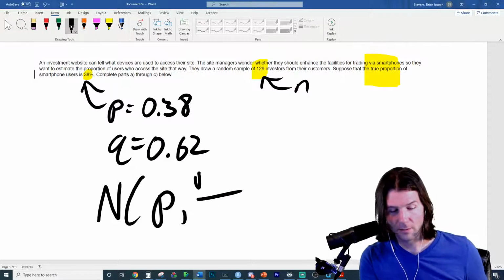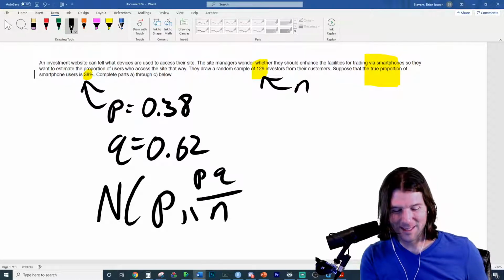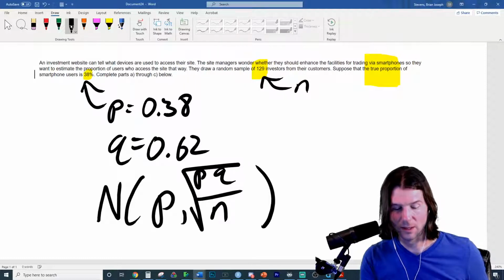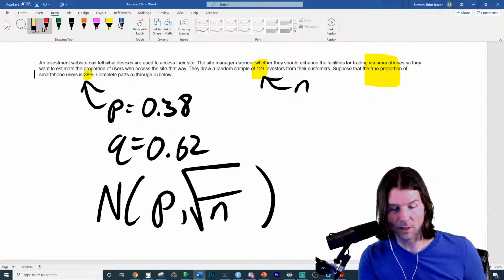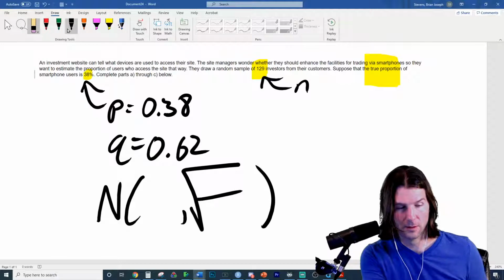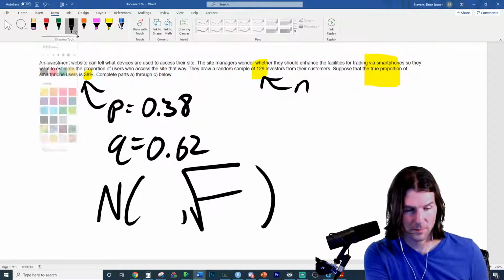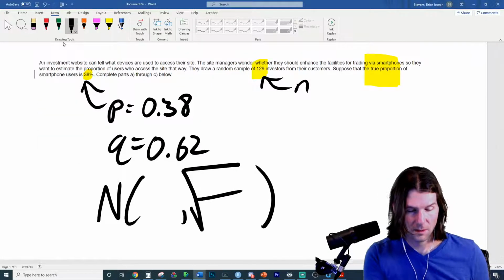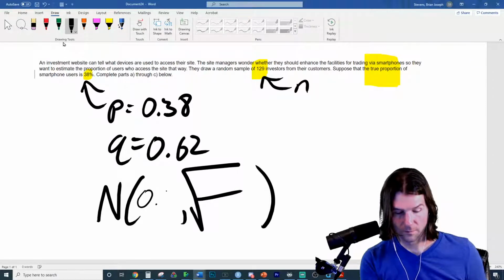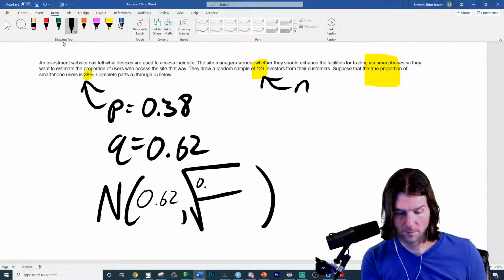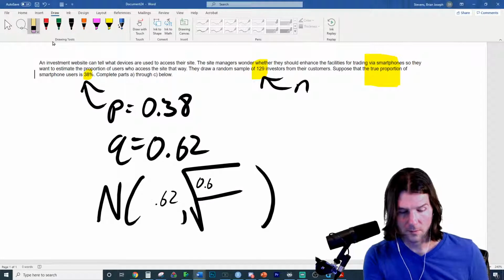Brian, better handwriting. P times Q over N square root. And we're just going to plug in the numbers right here. We're going to make our pen smaller so we can actually write legibly. Please work. There we go. Oh, whoa, whoa, whoa. That's Q. Go away, Q.